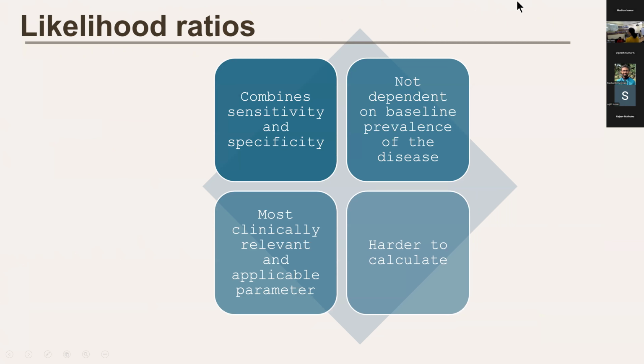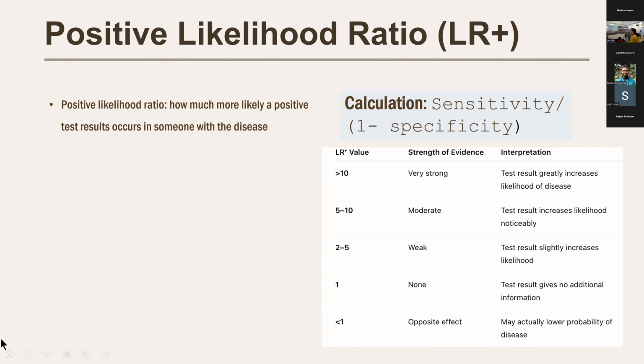So then comes in something called likelihood ratios. It combines sensitivity and specificity, and it does not depend on the baseline prevalence of the disease. It's actually the most clinically relevant and applicable parameter from a clinician point of view, but it's a bit harder to calculate. Therefore, I think FDA and all still look at positive predictive value, negative predictive value, and the STARD checklist also looks at that. So authors are always reporting it. But the CASP checklist actually asks for likelihood ratios.